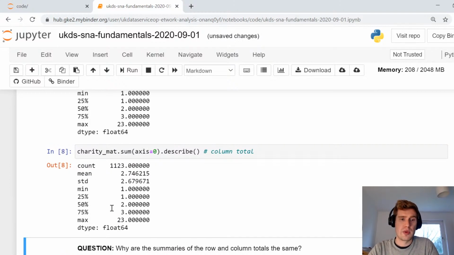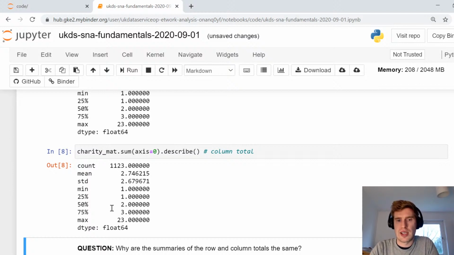For the simple reason that we have 1,100 rows and 1,100 columns, it's the same organization, so it doesn't matter if you count all the ones across or all the ones down, we'll get the same summary statistics. I'm showing you maybe not complicated Python code to do this. There's a simpler way of using the networks package in a moment.